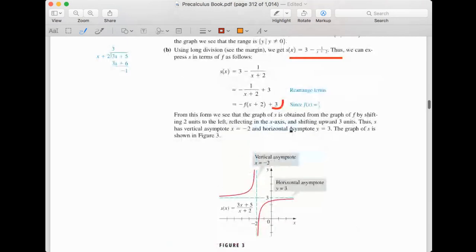And the other trick is to be able to write one function in terms of another. You see here, we're writing s of x in terms of the f function. f of x is 1 over x, and f of x plus 2 is 1 over x plus 2. Okay, any questions? This might be a little bit confusing in the beginning.